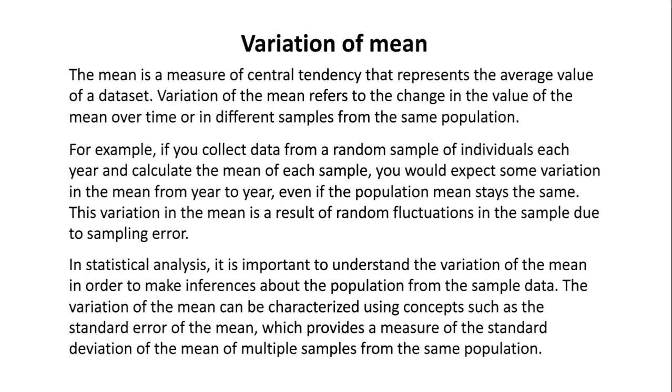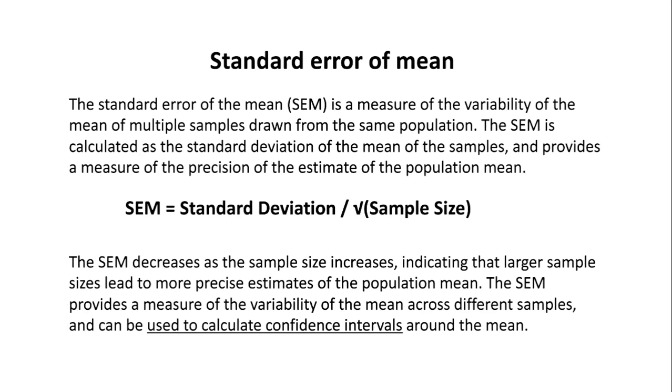The variation of the mean can be characterized using concepts such as the standard error of the mean, which provides a measure of the standard deviation of the mean of multiple samples from the same population. Standard error of mean. The standard error of the mean, SEM, is a measure of the variability of the mean of multiple samples drawn from the same population. The SEM is calculated as the standard deviation of the mean of the samples, and provides a measure of the precision of the estimate of the population mean.